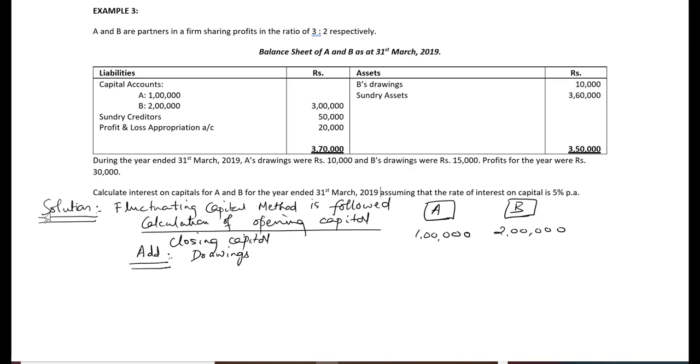Only that amount of drawings which has been transferred to the capital account of the partner needs to be added back. A's drawings of 10,000, none of it appears in the asset side of the balance sheet, so the entire amount has been transferred to A's capital account. So I'll add 10,000 for A. B's drawings is rupees 15,000. The amount of 10,000 continues to appear in the balance sheet, so which means B's drawings of up to 5,000 only has been transferred to the capital account of B. So I will add back only rupees 5,000.